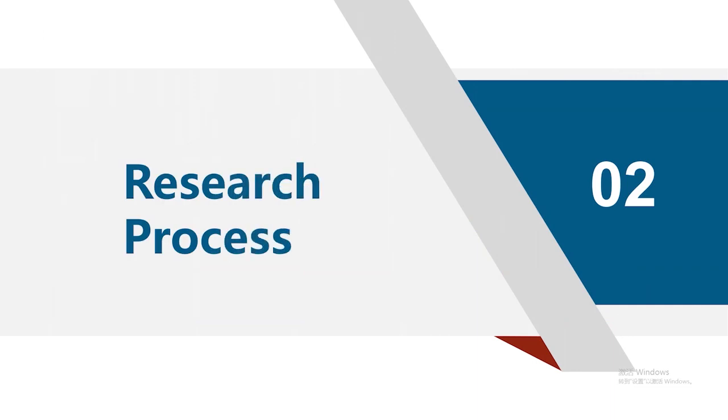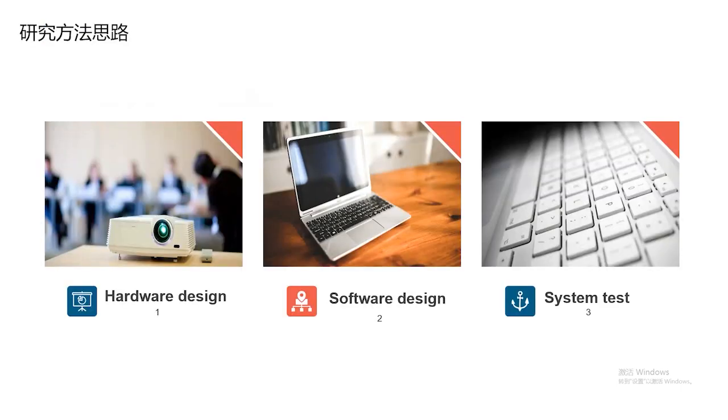Now, second, I'd like to introduce the research process. Generally speaking, the process will follow 3 procedures. The first one, hardware design. The second one, software design. Third, system test. Now let's come to the hardware design.